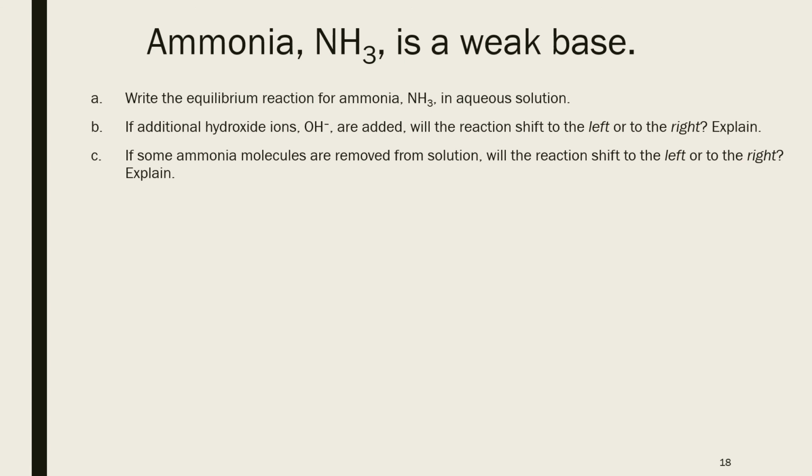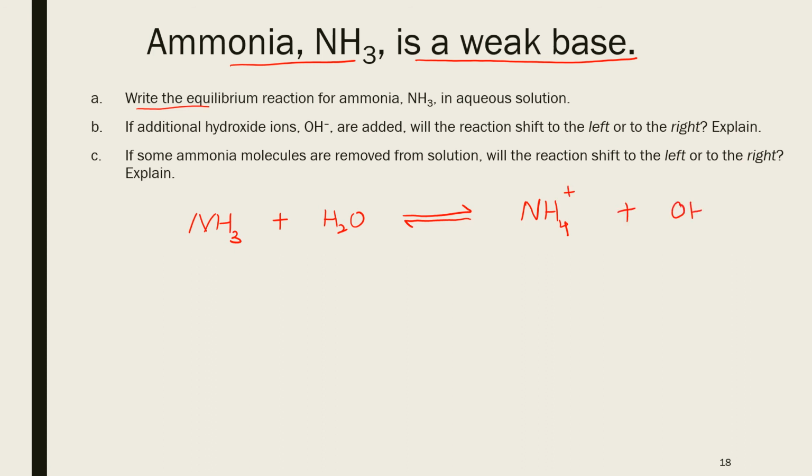Let's take a look at this problem. Ammonia is a weak base. Write the equilibrium reaction for ammonia in aqueous solution. So ammonia with water, because it's a weak base, will be a reversible reaction. Because ammonia is a base, it will accept a proton. After accepting a proton, it will become NH4 with a positive charge, and because water donated a proton, it will become OH negative. So this will be the equilibrium reaction for ammonia in aqueous solution.